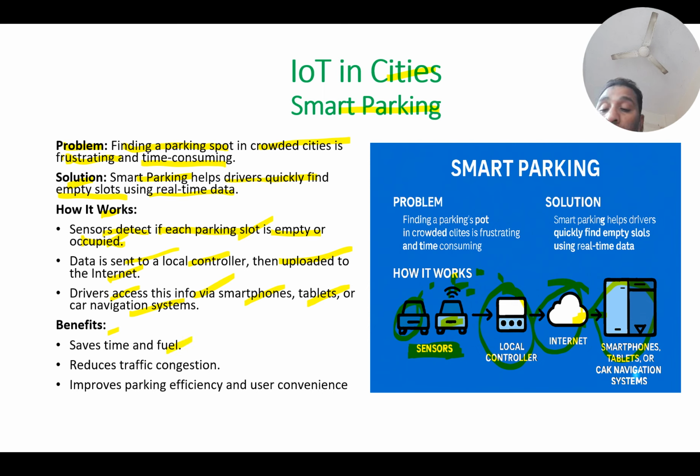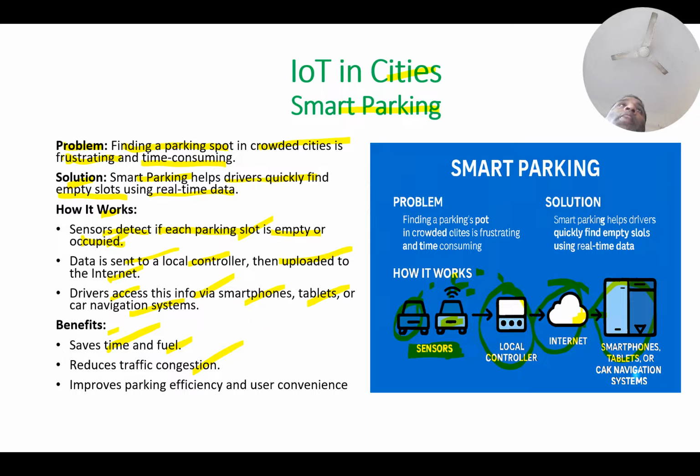Benefits: saves time and fuel. Yes, of course, we enter the building, right? No parking slot. Till then, we have driven the car. Fuel was consumed, time was consumed. Again, we have to come back. That much fuel will be consumed, right? So now, by using this smart parking system, we save the time and fuel, reduce the traffic congestion, right?